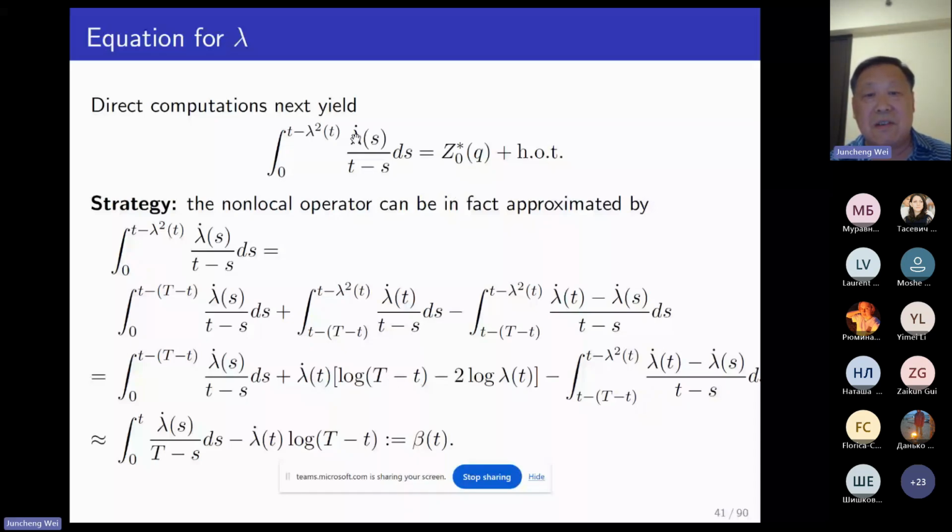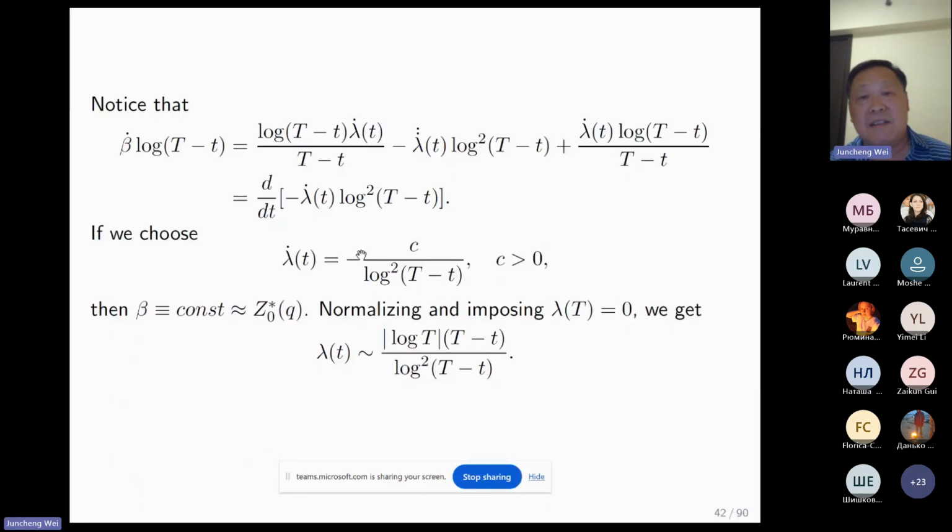How to solve this non-local ODE? Well, you want lambda at t equals 0. So you cut a little bit before, at t minus t, and then you subtract lambda dot s and add lambda dot t, and so you get this type of non-local ODE, which is almost an ODE, and it's a second order derivative of this. And so from this you get lambda is like c over log squared, and so you get lambda is log.